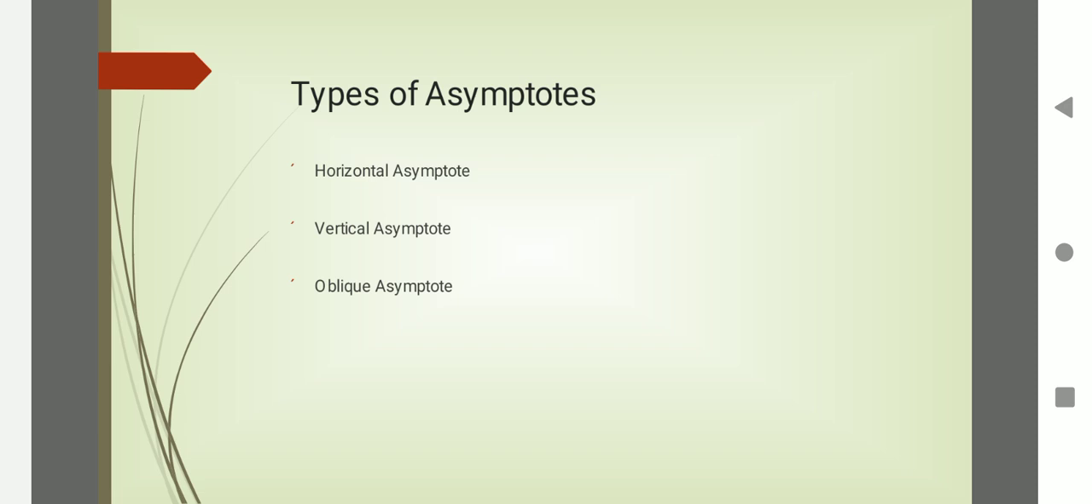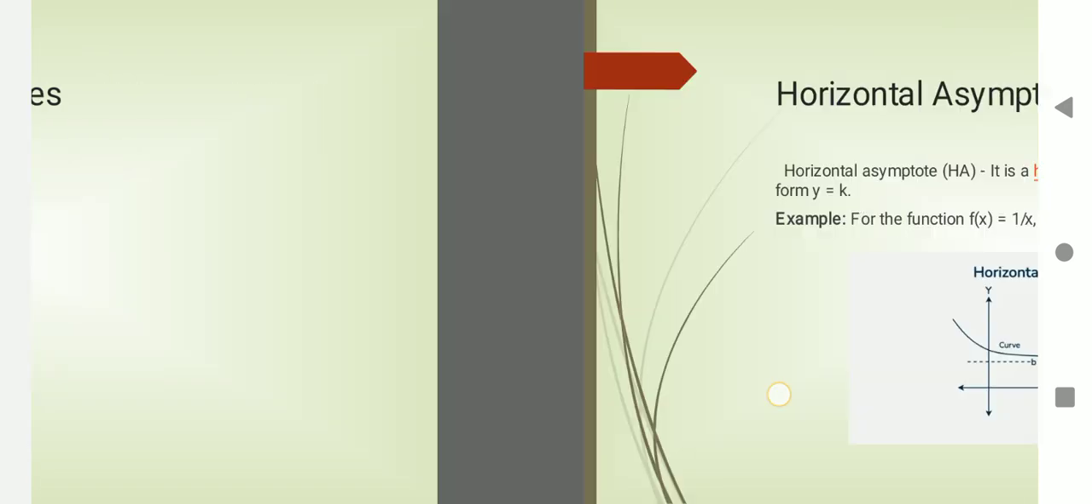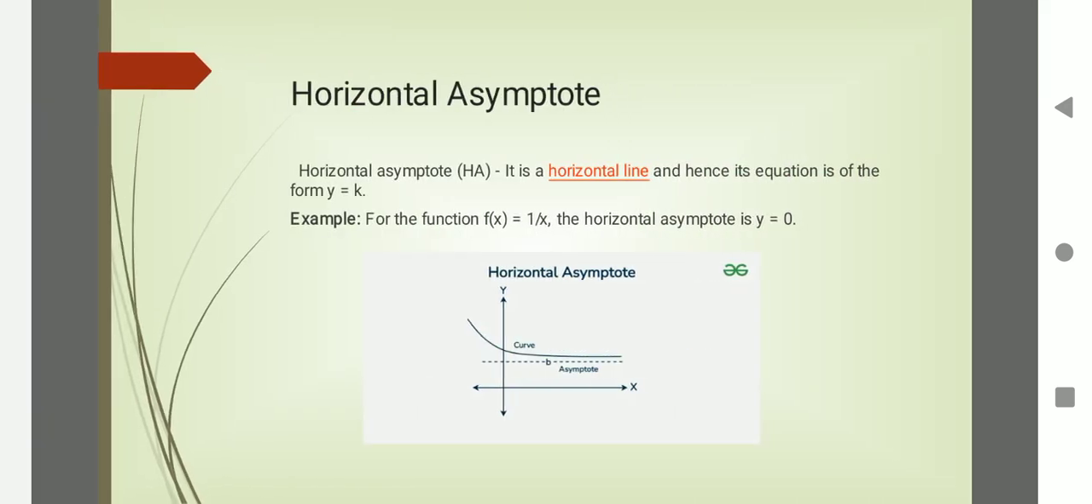So these are the types of asymptotes. There are three types of asymptotes basically: horizontal asymptote, vertical asymptote, and oblique asymptote. One by one we will discuss all. So first is the horizontal asymptote. A horizontal asymptote is an asymptote which is parallel to the x-axis, and parallel to the curve also, as you can see in the diagram.